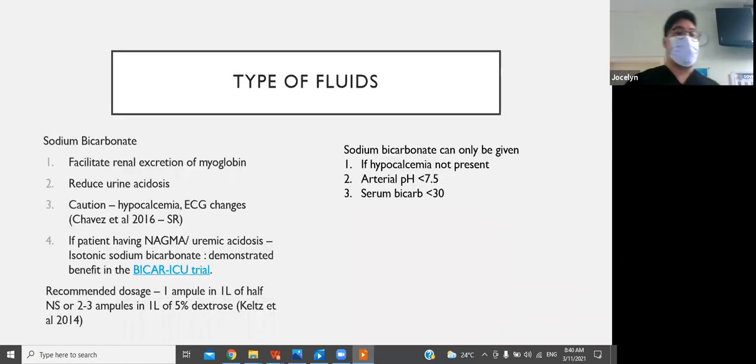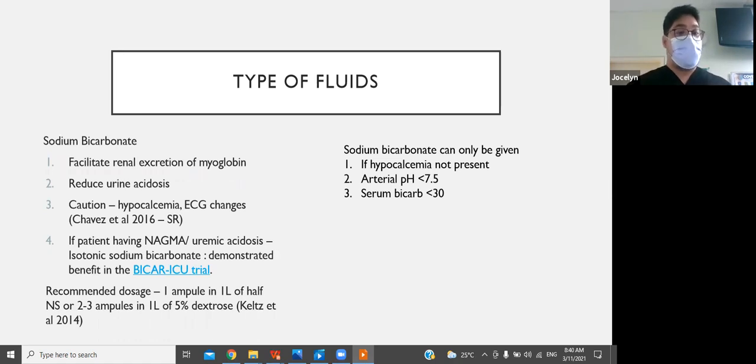Type of fluids I give. Okay. Sodium bicarb. Sodium bicarb, theoretically and also in studies, is said to facilitate renal excretion of myoglobin. Number two, it reduces urine acidosis. But be cautious, because it can worsen your hypocalcemia, okay? And the patient may get cardiac arrest also later, okay?